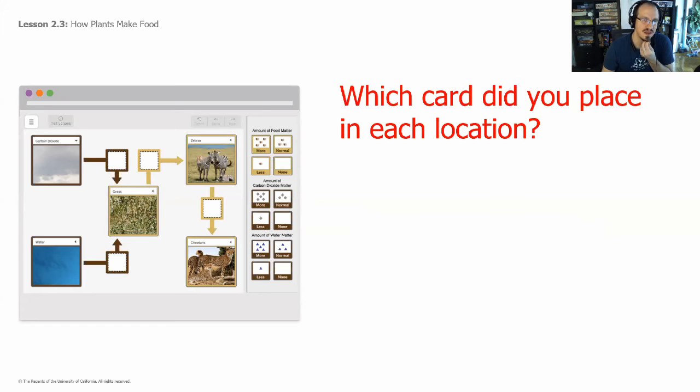So if, for example, you put the card that says less food matter between zebras and grass, your answer should be less food matter. If you put the card for no carbon dioxide in between carbon dioxide and grass, you'd say no carbon dioxide for that answer. All right, so questions are coming up right now.